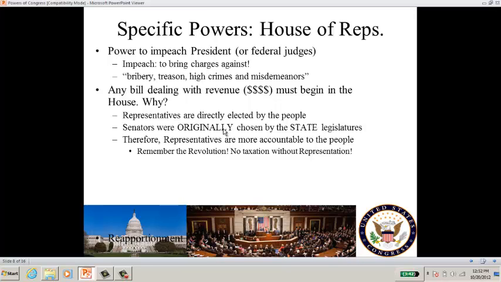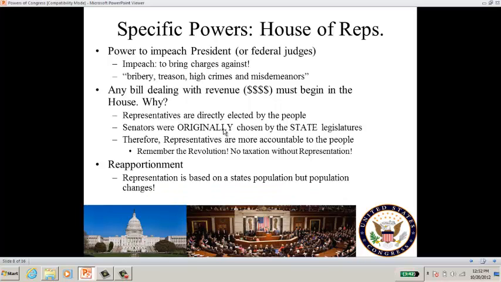And the final power given to the House is something called reapportionment. Reapportionment refers to that map I showed you earlier of the different congressional districts in New York State. We know that in the House of Representatives, representation is based on a state's population. But of course, people move, population changes. So every 10 years, a nationwide census occurs. Some states are going to lose seats in the House of Representatives. Other states are going to gain seats.